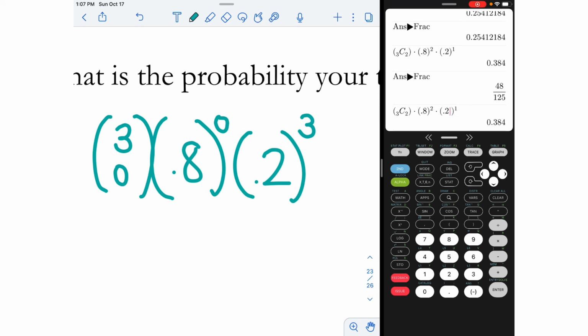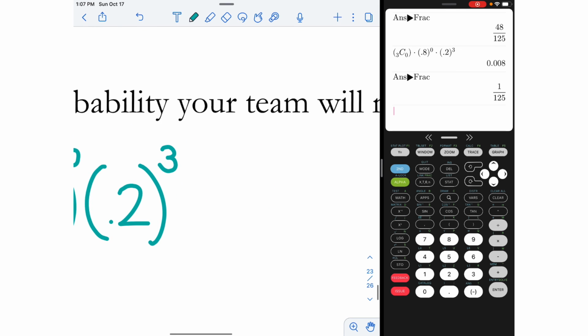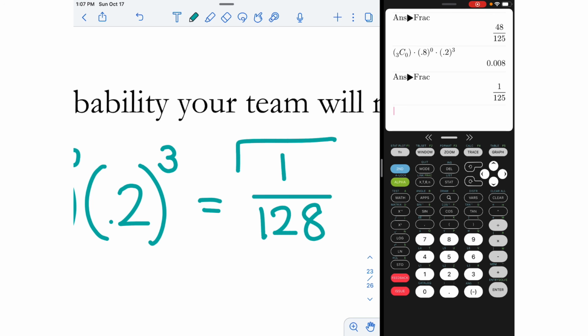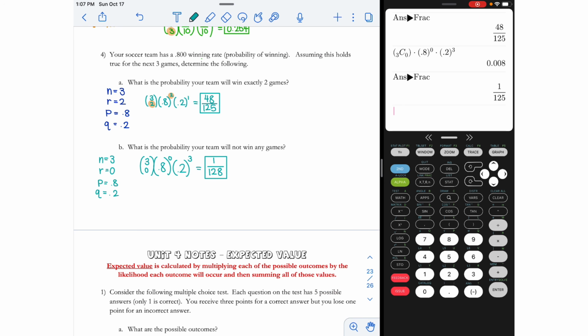So I'm just going to be lazy and copy paste. This time we're going to do 3 choose 0, 0.8 to the 0, and 0.2 to the third. And then that's my answer. It's a rare possibility because my percentage winning is much higher than my percentage losing. So the fact that I'm not going to win any games is rare. That's one way to do it.